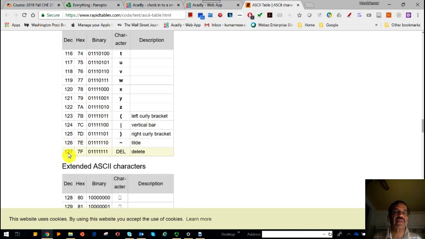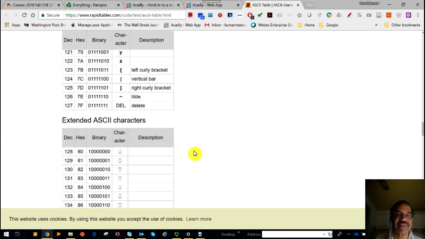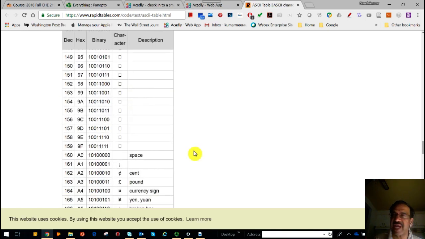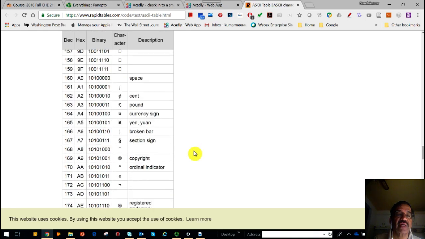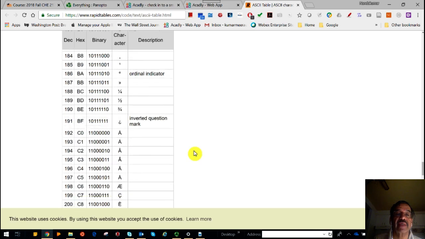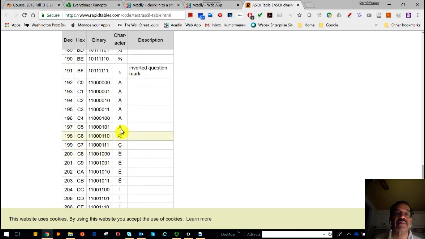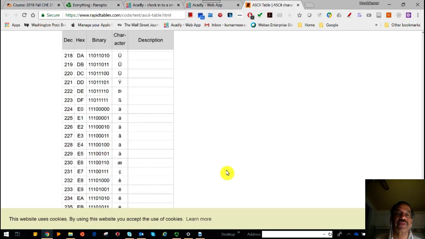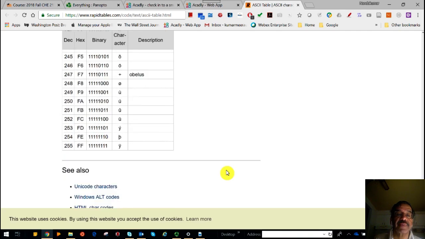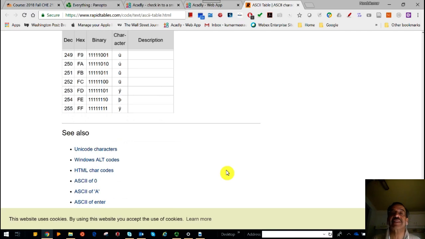So this is using 7-bit patterns, and so you can represent up to 128 different symbols. And when other languages needed to be represented, this was extended to 256. By adding just one more bit, making eight bits, you can represent an additional 128 different symbols. These are the symbols with accents and the Cyrillic symbols, etc., that you will see. Okay, so that's what an ASCII table is.